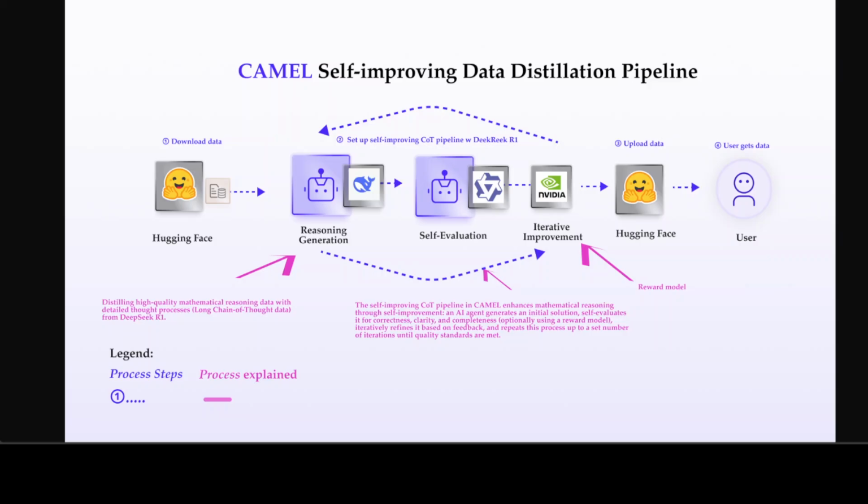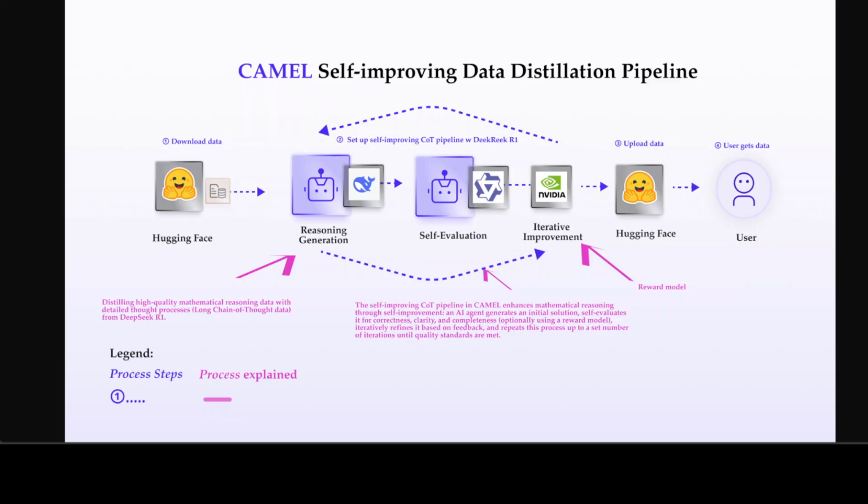CAMEL's pipeline generates detailed reasoning for each mathematical problem. The produced traces undergo continuous evaluation and based on feedback, they are refined and improved as you can see on your screen as per this diagram. Through CAMEL's self-improvement mechanism, the generated reasoning data continually evolves, producing high-quality synthetic data that enhances problem-solving skills.